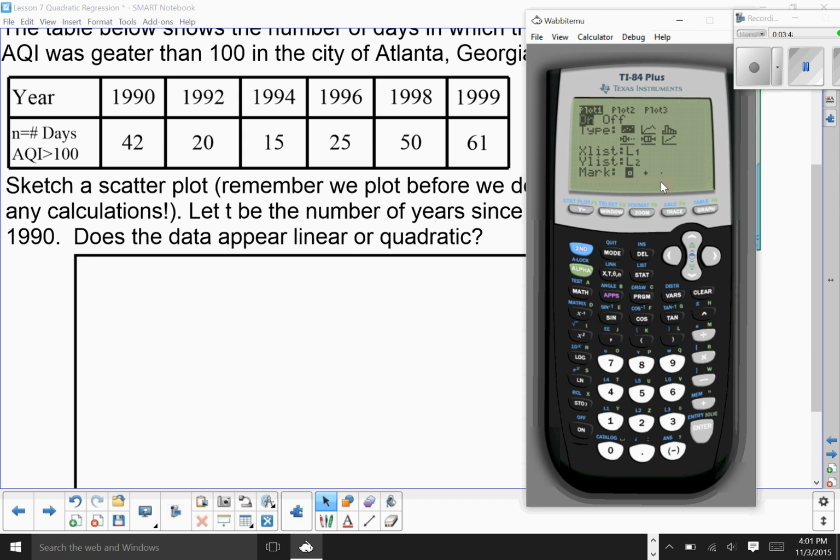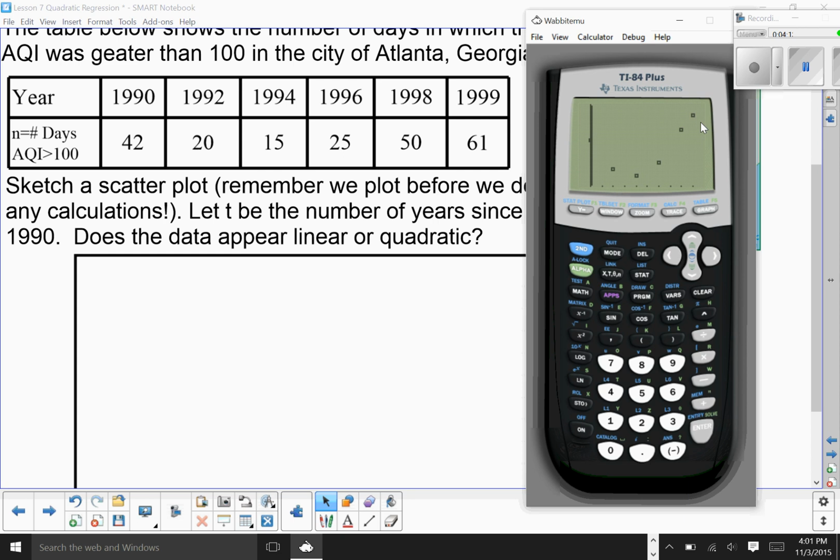Your choice. To graph this, I'm going to hit zoom, and if you go all the way down to 9, you'll see that it says zoom stat. So zoom a statistics plot. You want to zoom stat because this way it will take the data all the way out to 61. It figures out I need to go all the way out to 61 so that you'll see all of the data.